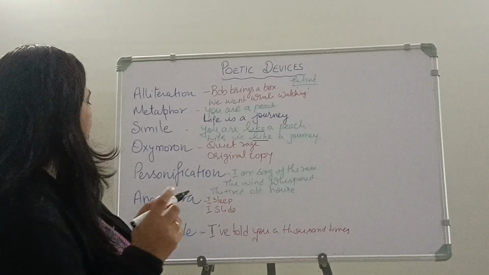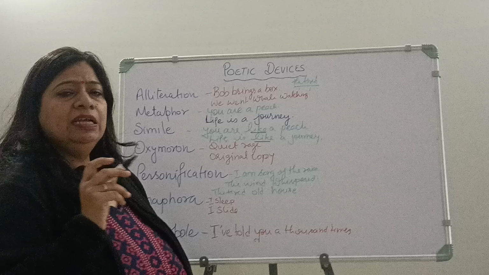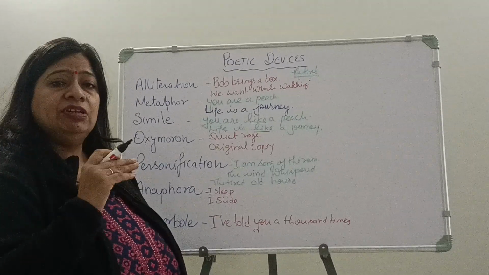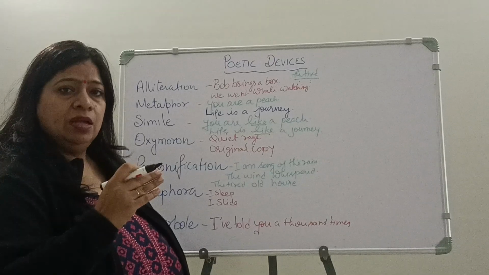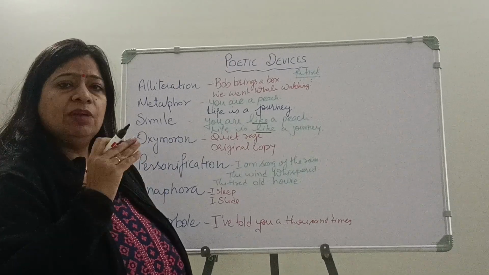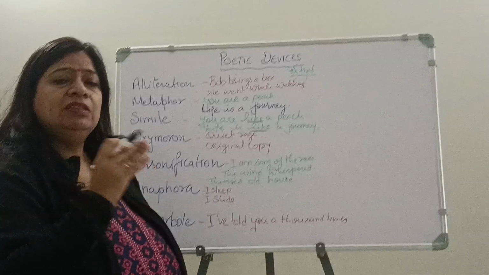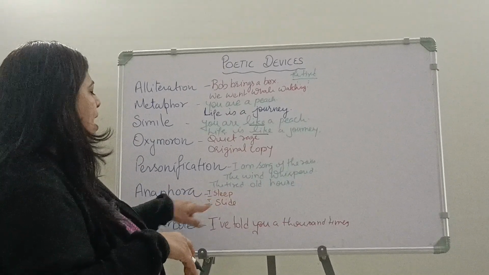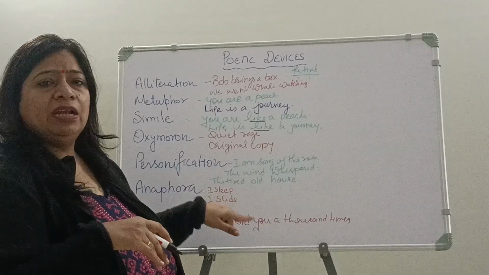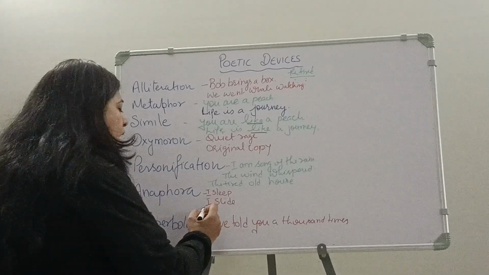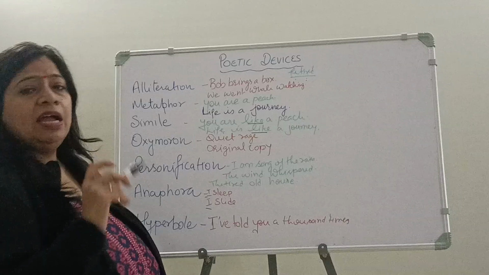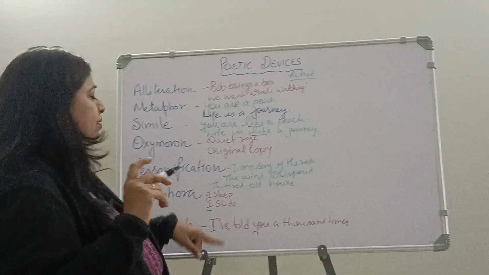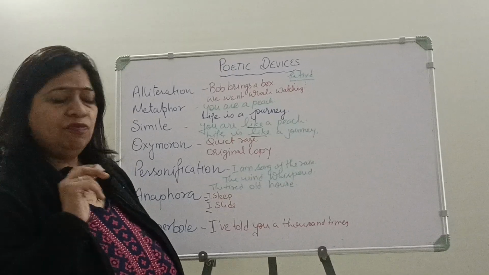Now come to the next one, anaphora. Anaphora is when two consecutive lines are beginning with the same word. That is called anaphora. So here you will see I sleep, I slide. These are two different lines beginning with I. So both are beginning with the same word, two consecutive lines. So we have here anaphora.